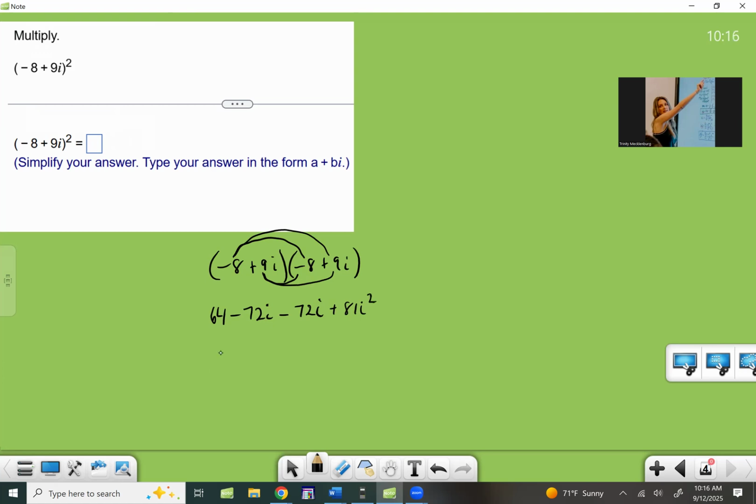So we end up with 64, and then if we combine the imaginary parts, we're going to get negative 144i. And then let's use that shortcut. Remember what we said? We said that i squared just changes the sign on the number. So this is going to be a minus 81. Just to remind you, if you have an 81 times an i squared, you have an 81 times a negative 1. So that's why this is going to become a negative 81. All right, let's see what we get here when we do 64 minus 81. It looks like we're going to get 17 negative though.